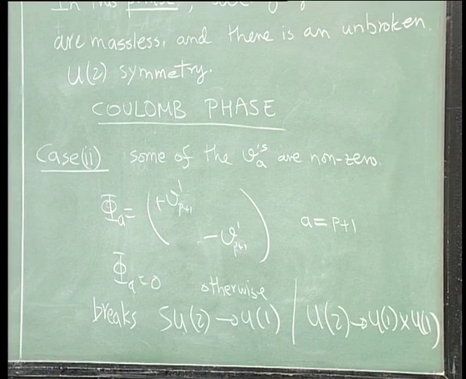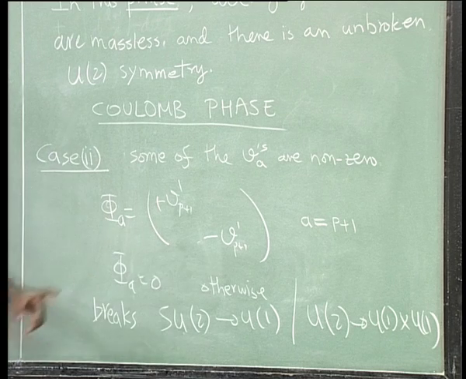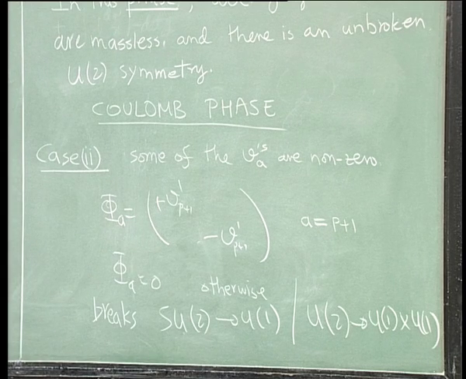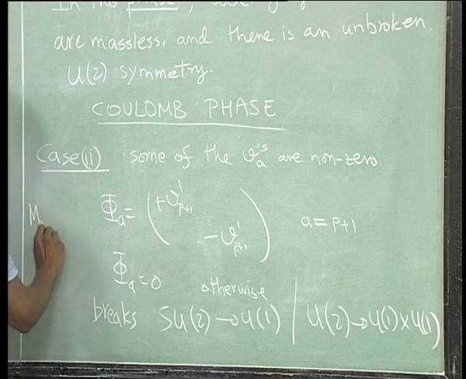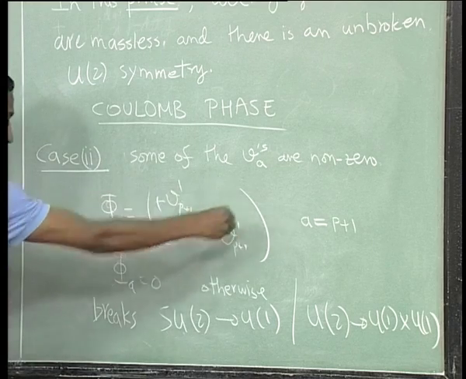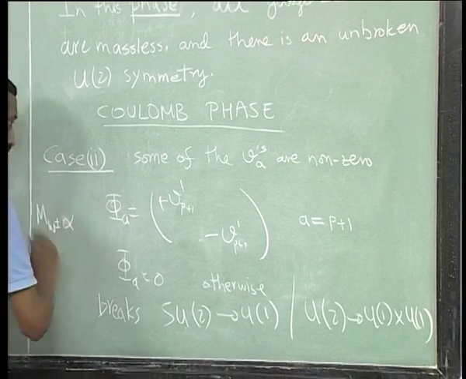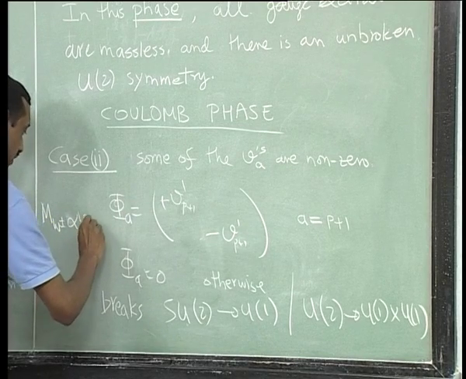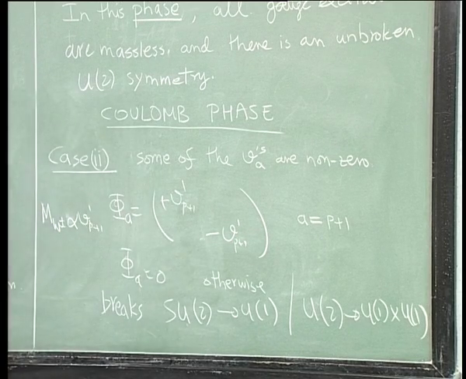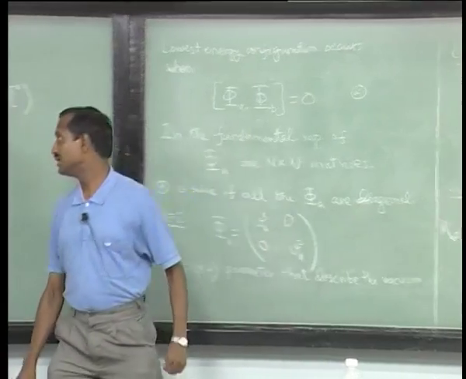Okay. And the mass of the W, so there will be W plus and W minus, two massive guys, and the mass of the W, so I will just call them mass of W plus minus, will be among other things proportional to V p plus 1, this number. There will be G factors, all those things, but this is the mass, right.